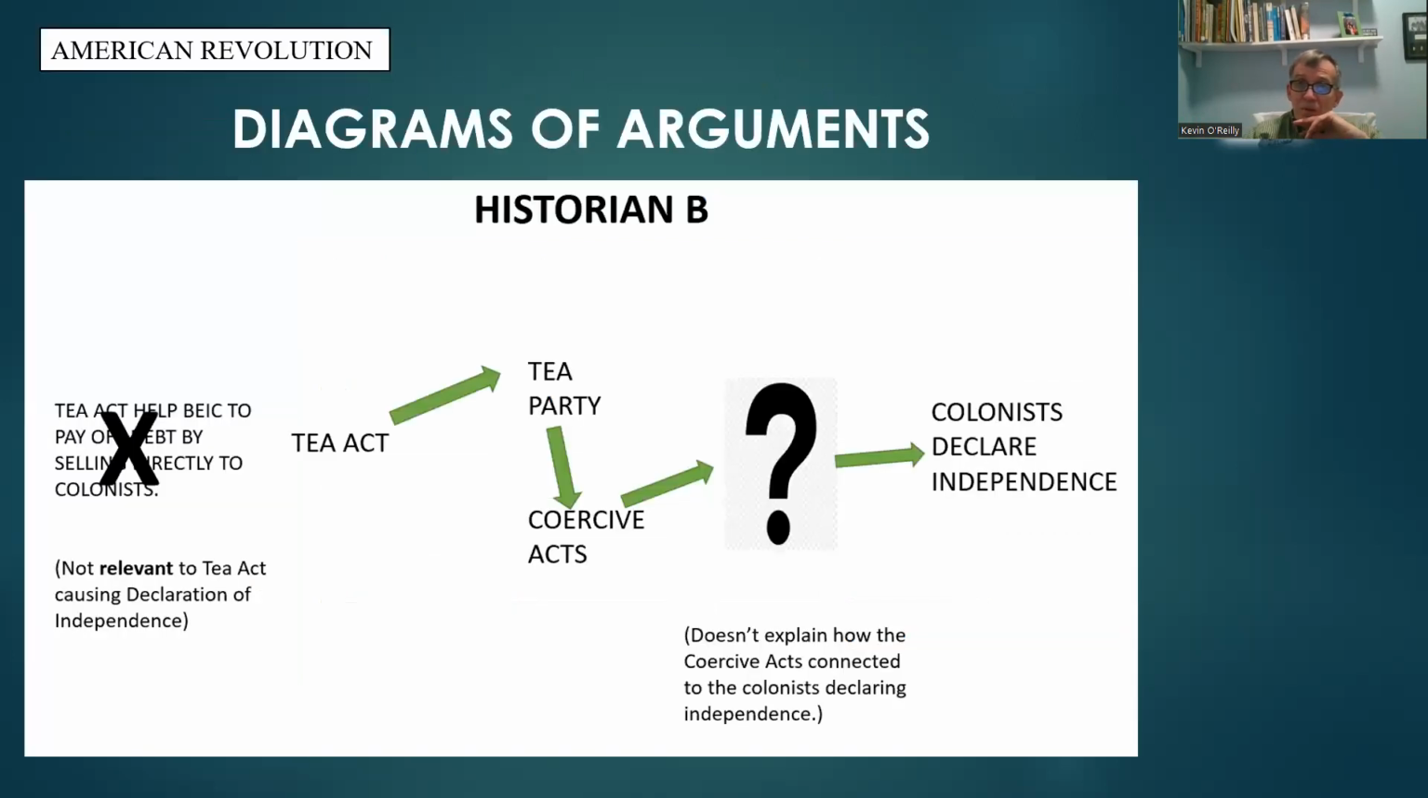Another feature is use of diagrams. So again, on the Tea Act, there are three arguments, all saying the Tea Act was an important cause of the colonial independence, and yet they have different explanations, and students have to pick out which explanation is best. So here, the Tea Act, green arrow to the Tea Party, they connected it, green arrow to the coercive acts, connected, and then there's a question mark. They don't connect, as it says there, doesn't explain how the coercive acts connected to the colonists declaring independence. So that one's weak on that explanation.